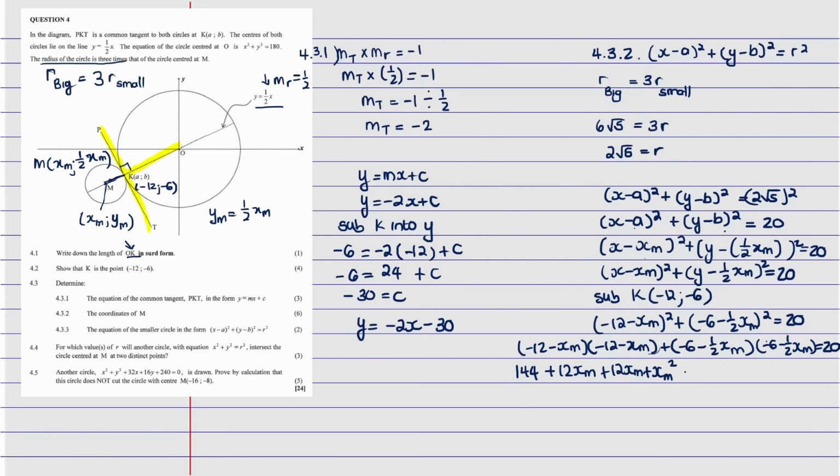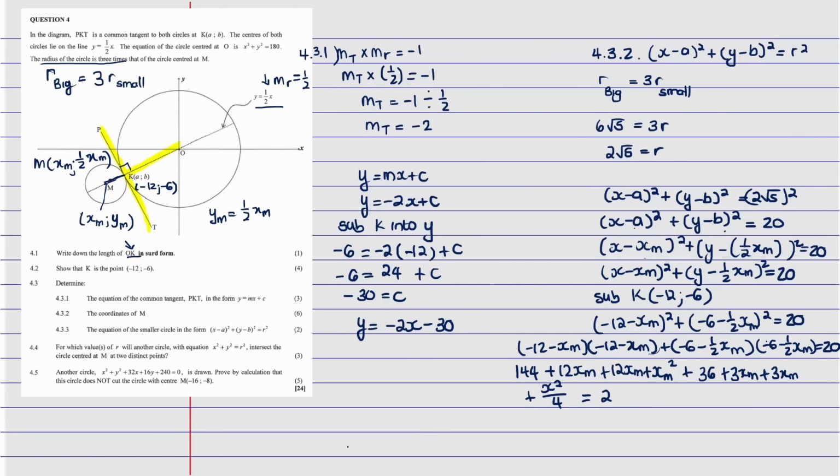Then we're going to deal with this one. It's going to be negative 6 multiplied by negative 6. It's going to give you 36, so it's going to be 36 here, right? Then you're going to have negative 6 multiplied by negative a half, which gives you plus 3xm, right? Then again, it's going to be plus 3xm. Then you're going to have a half multiplied by a half, which is going to give you plus xm squared divided by 4, right? Then this is going to be equal to 20, right?